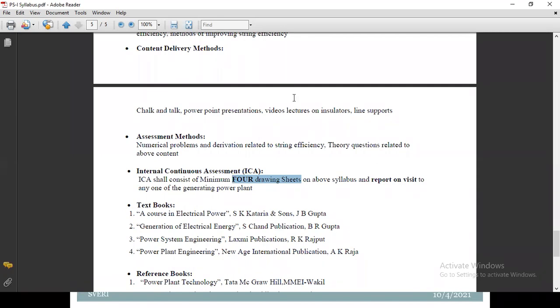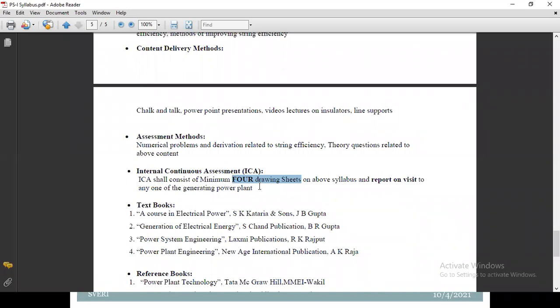So how many sheets do we have to cover? Minimum 4, but I will give you 5 sheets, not 4. They have given minimum 4, but I will give you 5 sheets. Those sheets are already ready with me. As soon as we proceed with our chapter, I will give you those sheets.